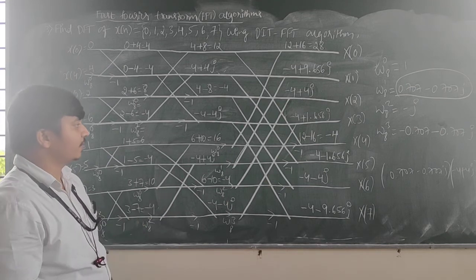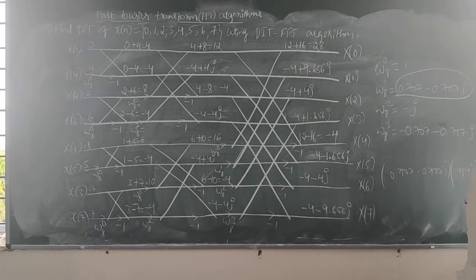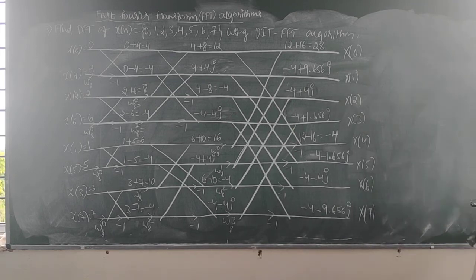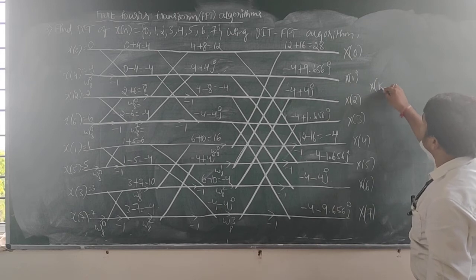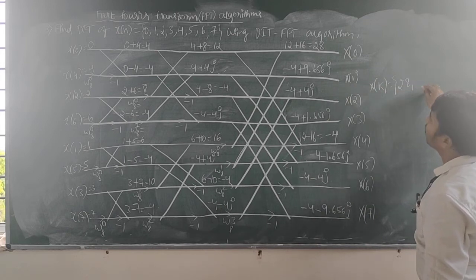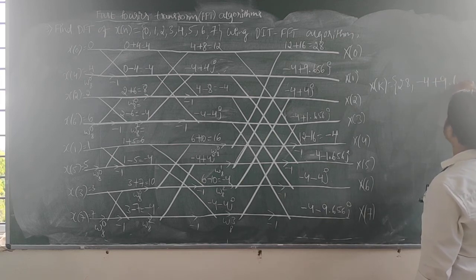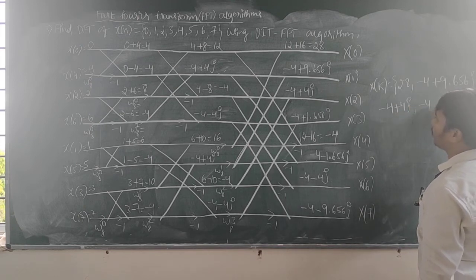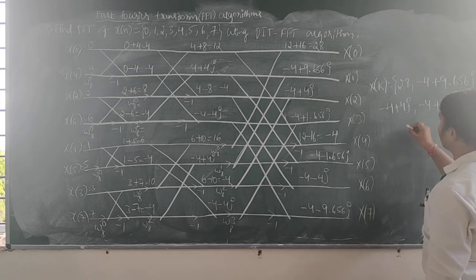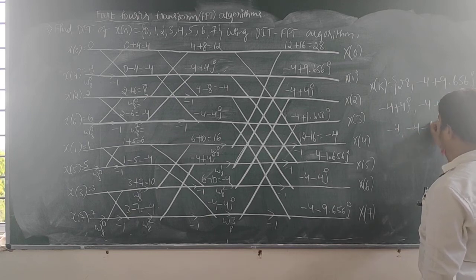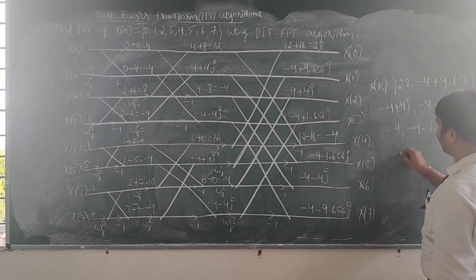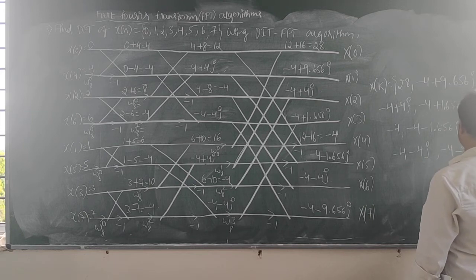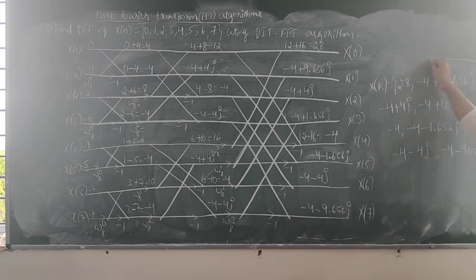Okay, so this is x of k. So what is x of k now? Therefore, x of k is equal to 28, minus 4 plus 9.656j, minus 4 plus 4j, minus 4 plus 1.656j, minus 4, minus 4 minus 1.656j, minus 4 minus 4j, minus 4 minus 9.656j. This is my 8-point DFT.